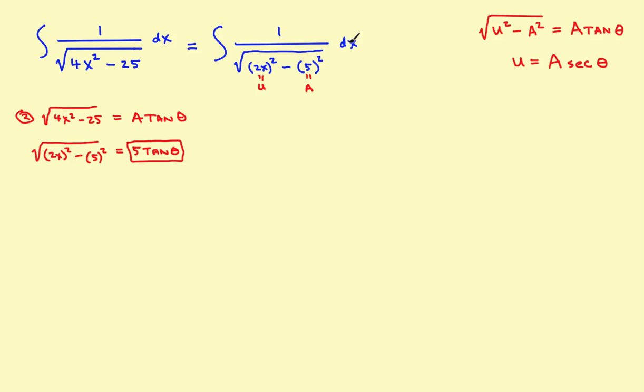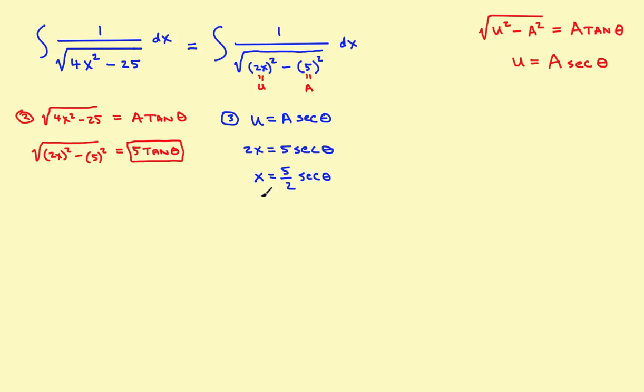Now, to express dx in terms of theta, you have to start with this right here. So this will be step number 3. We'll begin by letting u be equal to a times the secant of theta. So just start with the formula. Now plug in the things you know. You know that u is equal to 2x and a is equal to 5, so 2x is equal to 5 times the secant of theta. Now solve this for x, so that means x would be equal to 5/2 times the secant of theta.